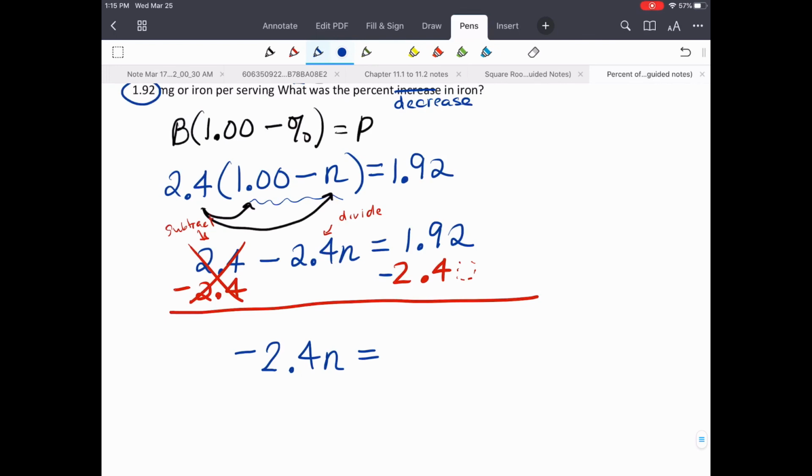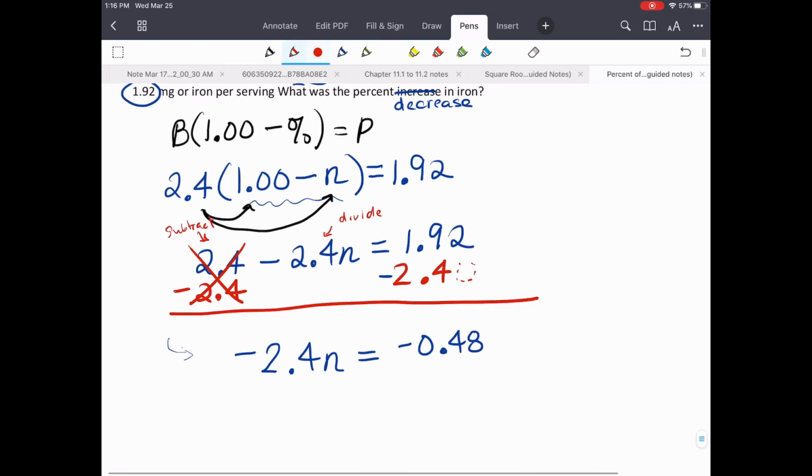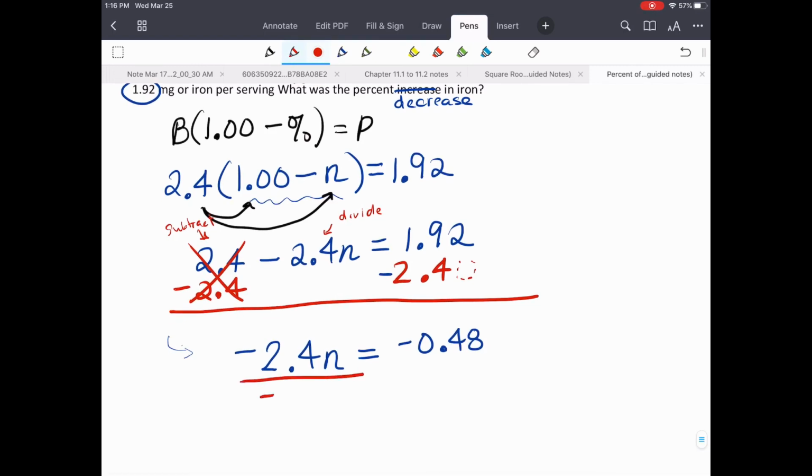So you want to do 1.92 minus 2.4. And don't get too worried, that's a negative, and that's okay. You get negative 48 hundredths, negative 0.48. And now we've transformed it into a one-step equation. In order to solve that one-step equation, we're going to divide. And remember, always divide by the number that's attached to the letter. So we're going to divide both sides by negative 2.4.